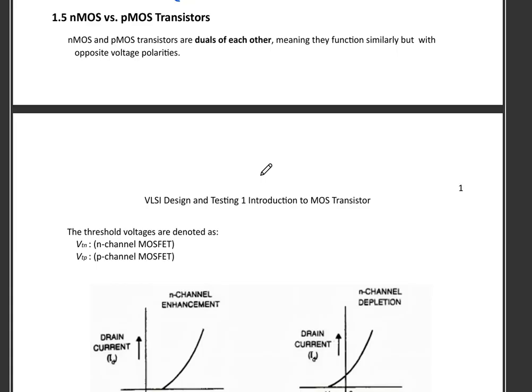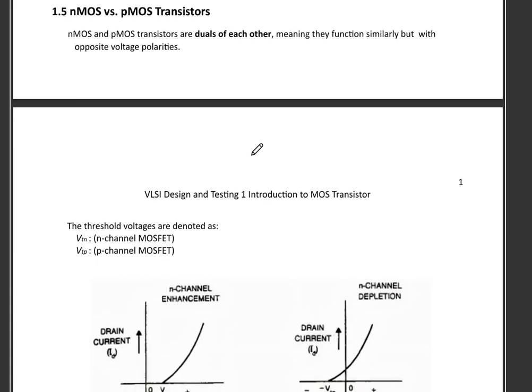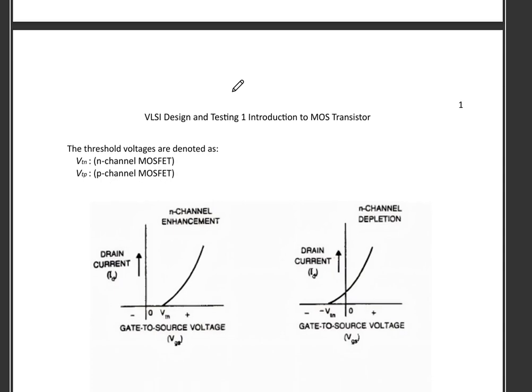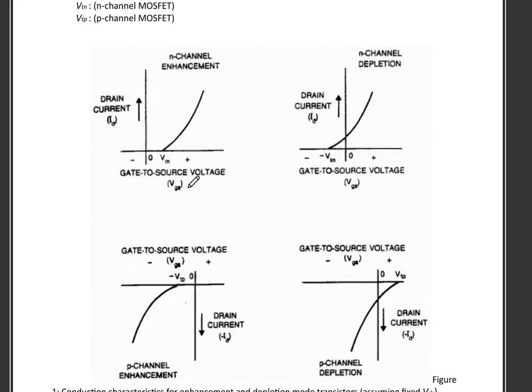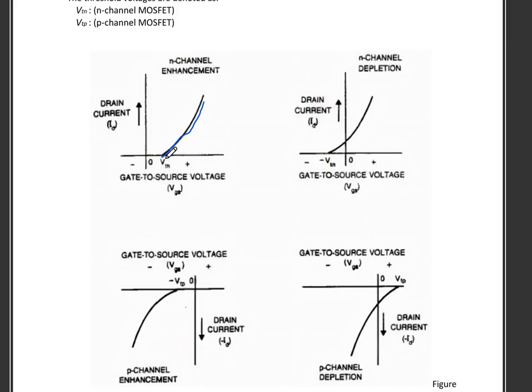Next one is difference between NMOS and PMOS transistor. NMOS and PMOS transistors are duals of each other, also called complementary of each other. So the threshold voltages of the NMOS and PMOS are represented like this. In the N-channel enhancement mode MOSFET, the graph of VGS versus ID is a curve, and this is the VTN, that is the threshold voltage of N-channel MOSFET. And in depletion mode, the N-channel MOSFET will have a negative threshold voltage, that's why the curve is from negative to positive, and therefore the graph is a curve along the negative axis.